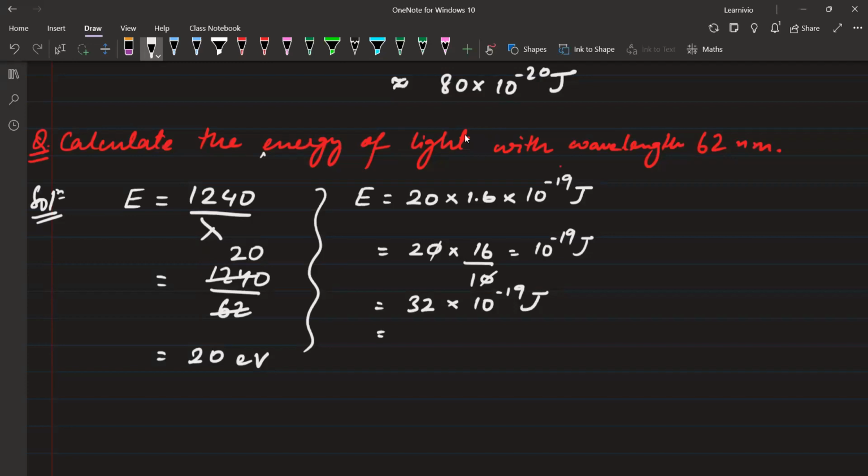So if I want to write this in scientific notation, I can write it as 3.2 into 10 to the power minus 18 joules. Right? This is how it is written in scientific notation. Copy this down, those who have not done. Please raise your hand after copying.